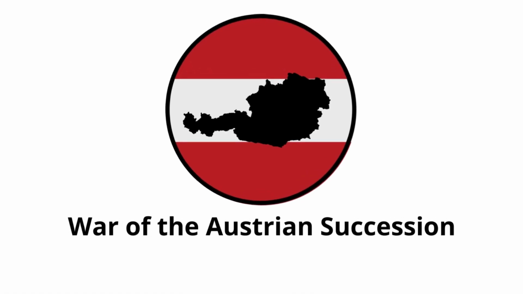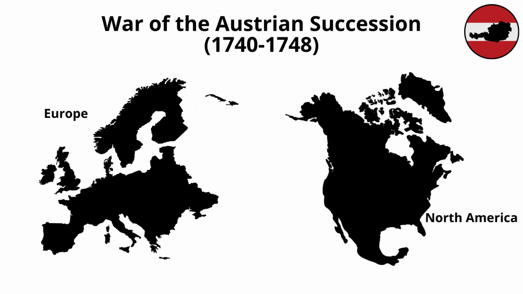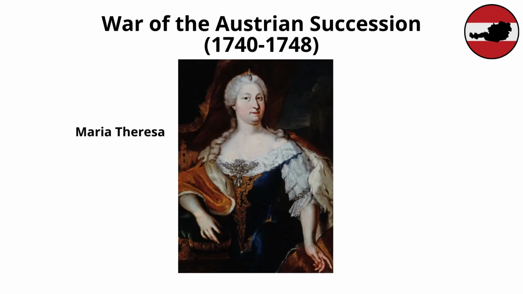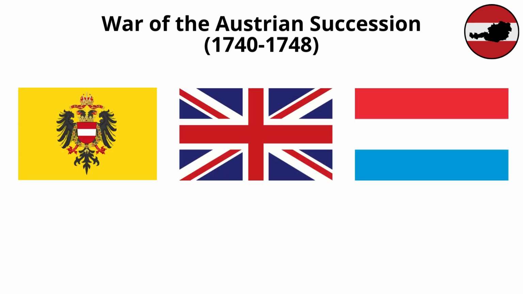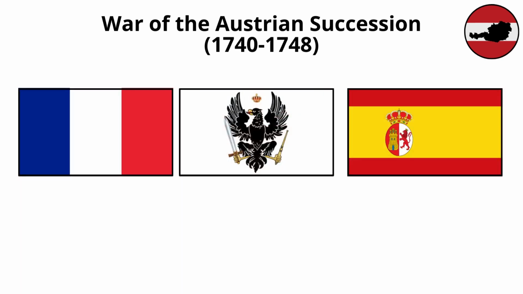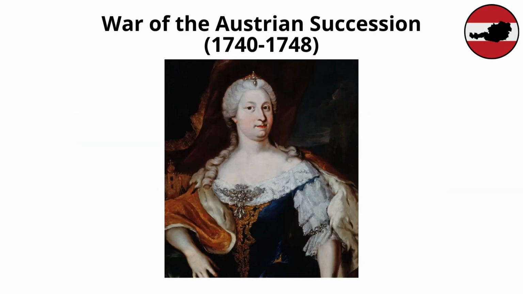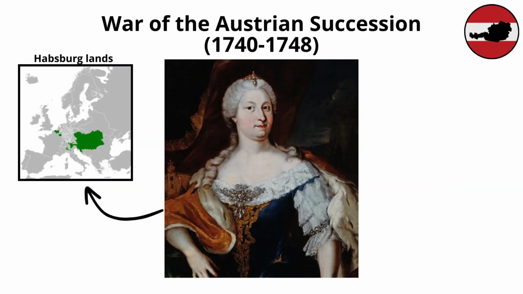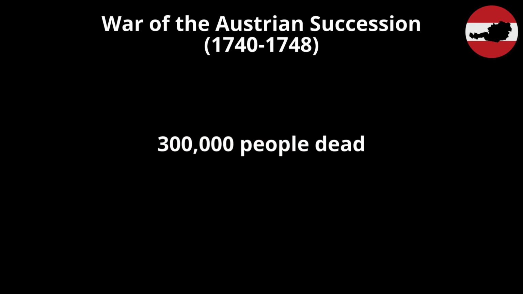The War of the Austrian Succession. This war was a conflict fought in Europe and North America. It began when Maria Theresa ascended to the throne of the Habsburg monarchy, triggering disputes over her inheritance. The war saw fighting between Austria and its allies, including Britain and the Dutch Republic, against France and its allies, including Prussia and Spain. The war ended with the signing of the Treaty of Aix-la-Chapelle, which confirmed Maria Theresa's rule over the Habsburg territories, but left many territorial disputes unresolved. Around 300,000 people were killed.